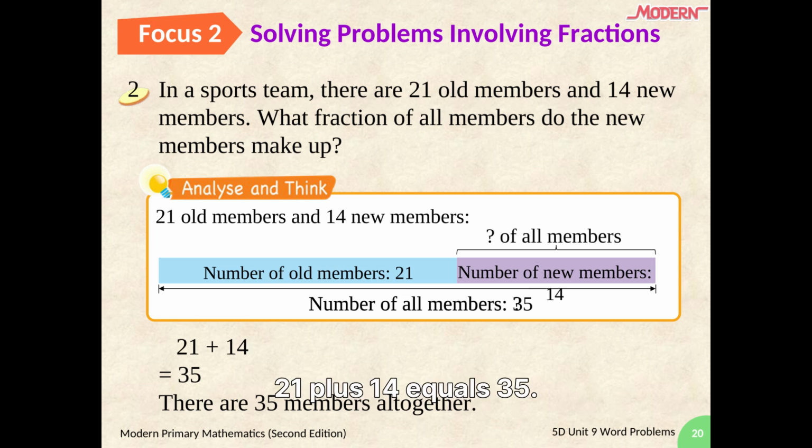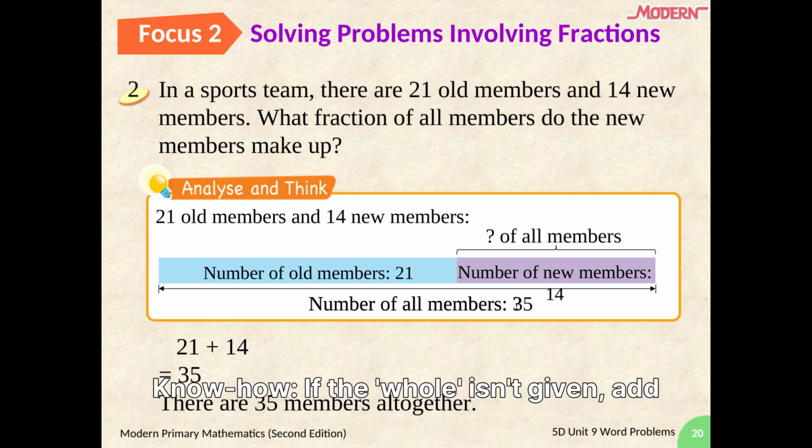21 plus 14 equals 35. This is our denominator. The part is the new members, which is 14. So the fraction is 14 over 35. Both numbers are in the 7 times table. 14 divided by 7 is 2, and 35 divided by 7 is 5.